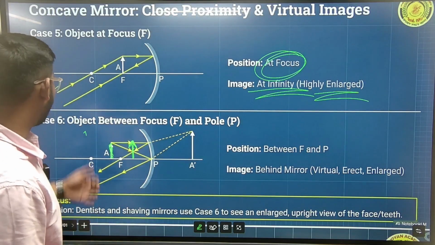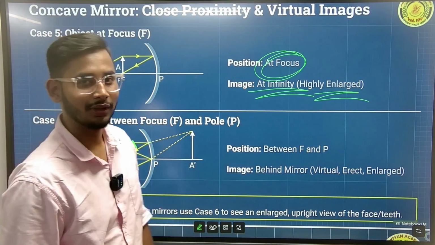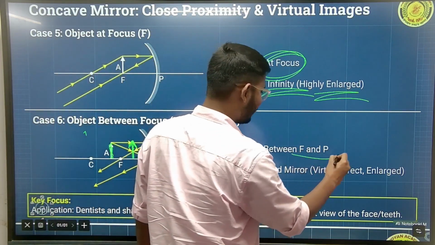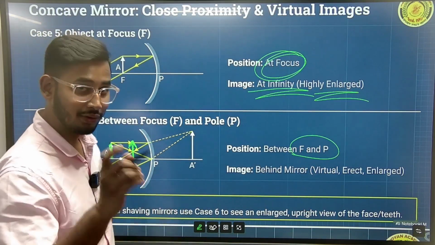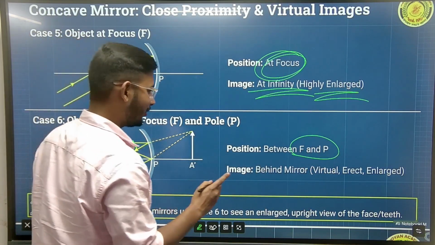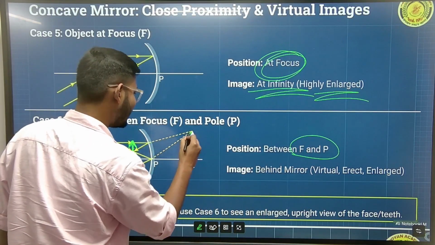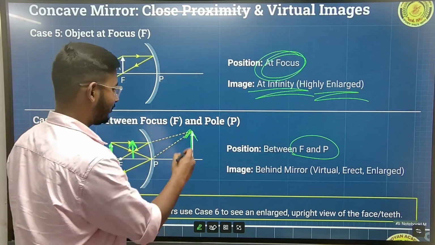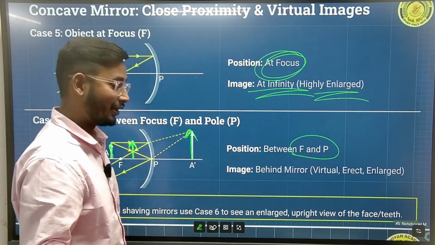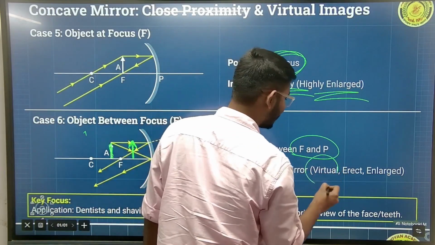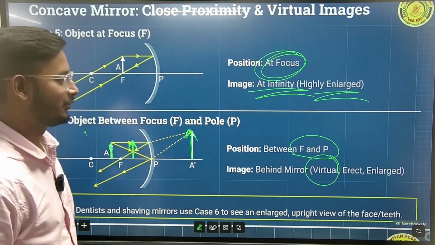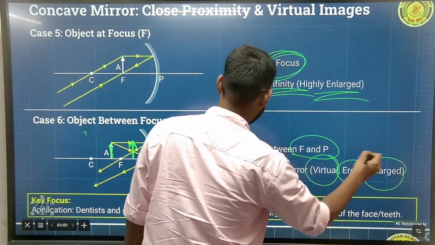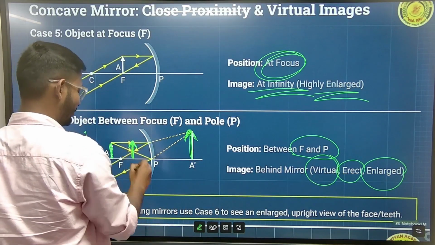So when the object is between focus and pole, I have introduced the pole. Now see, the image forms inside the mirror. It will not form in front of the mirror. It will form inside the mirror. Then this image will be called a virtual image. And as you can see, the image is erect and it is enlarged. It is larger than the object.